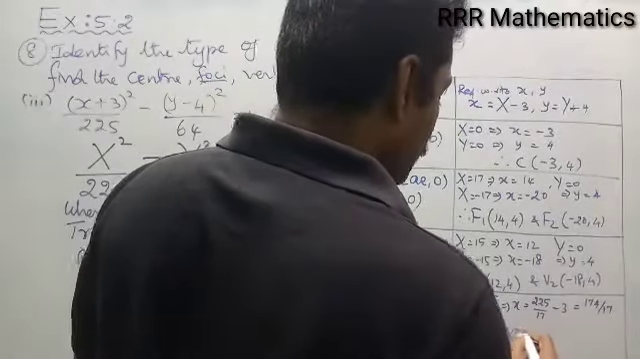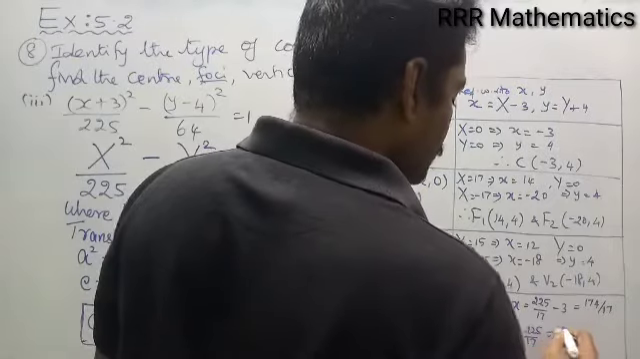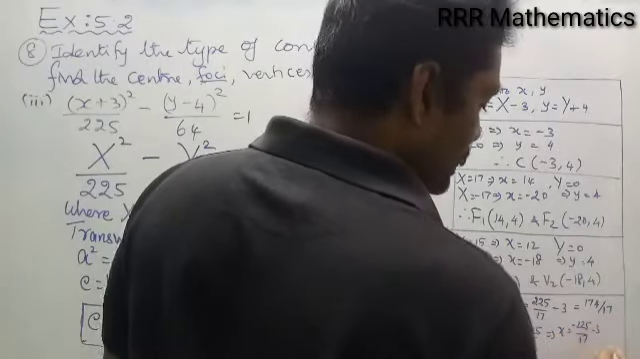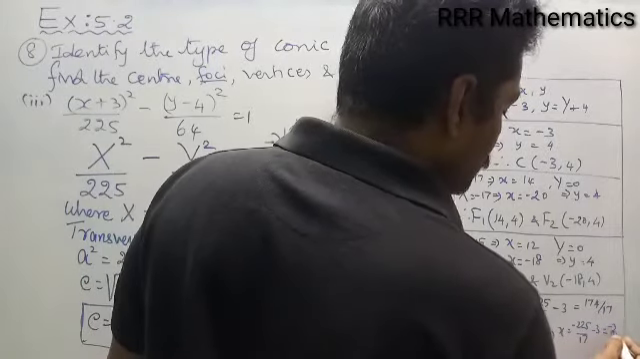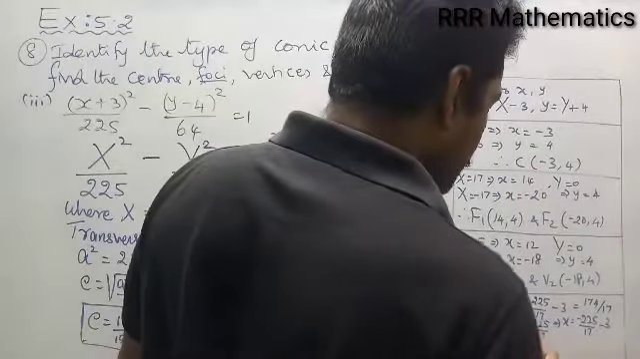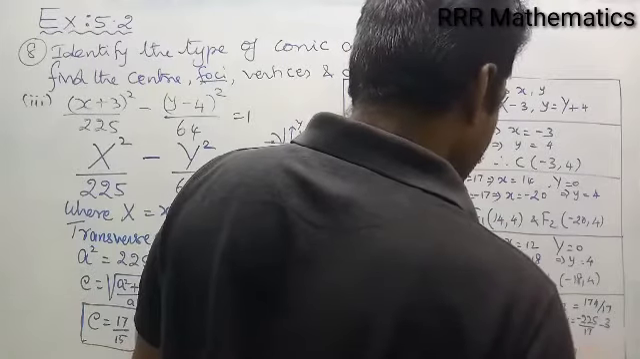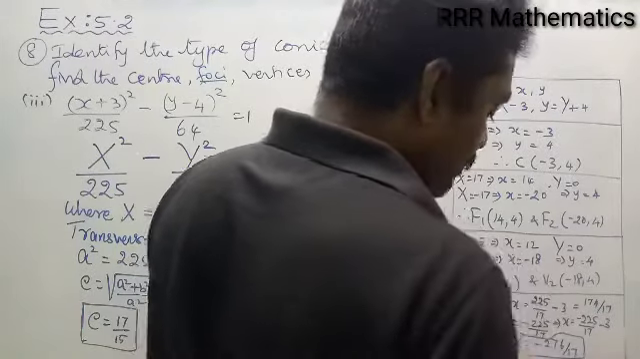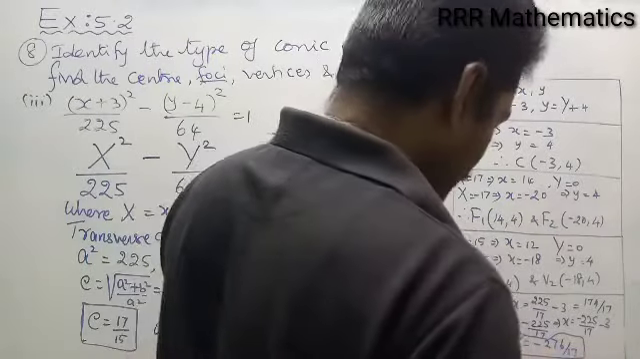And capital X equal to minus 225 by 17. When you replace, your small x will be minus 225 by 17 minus 3. It will be minus 51 minus 225 gives minus 276 by 17. It gives capital X equal to minus 276 by 17. Finally, we are getting capital X equal to minus 276 by 17.